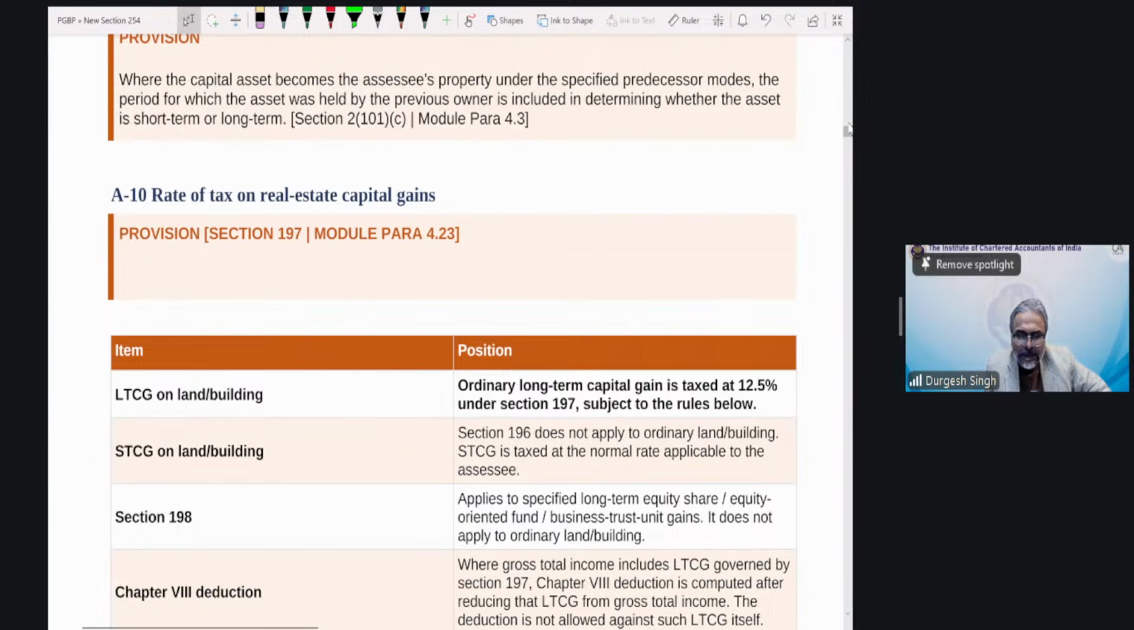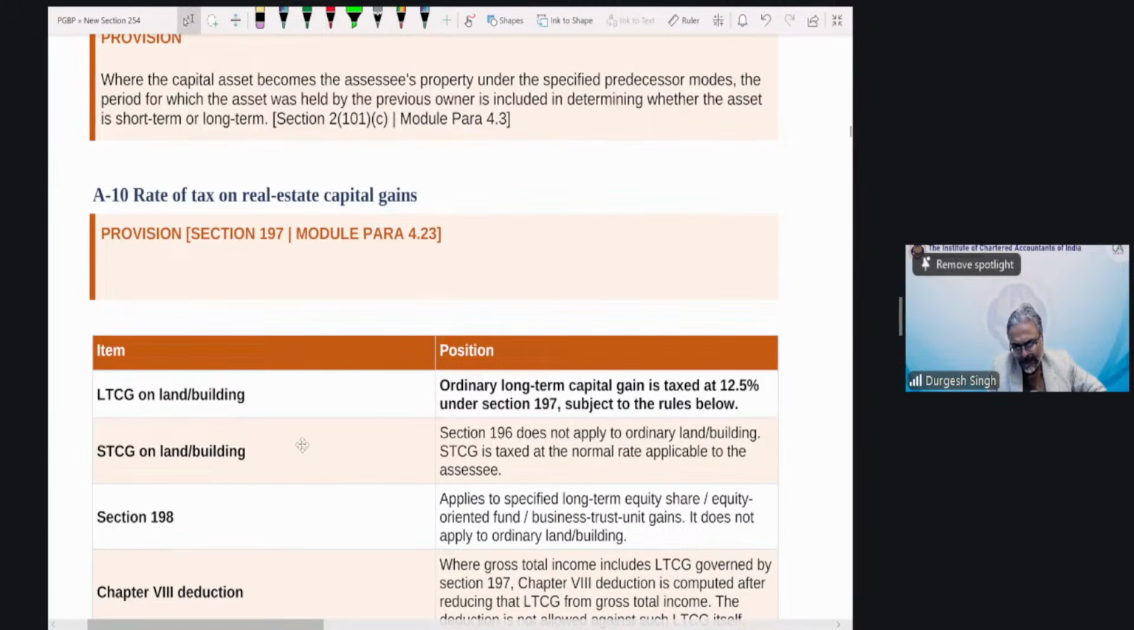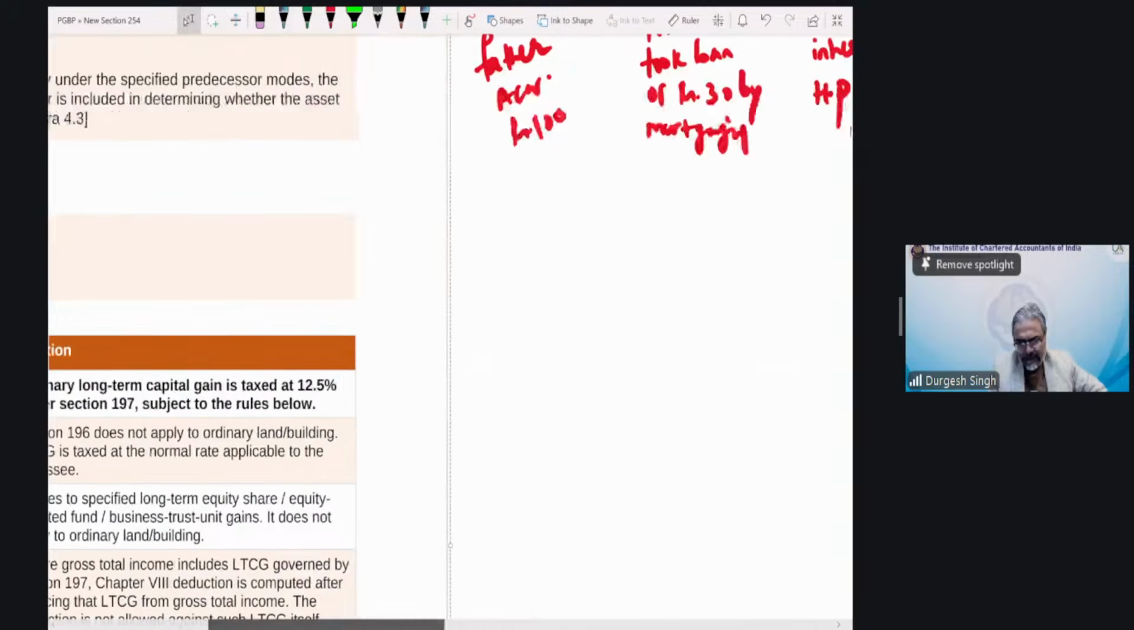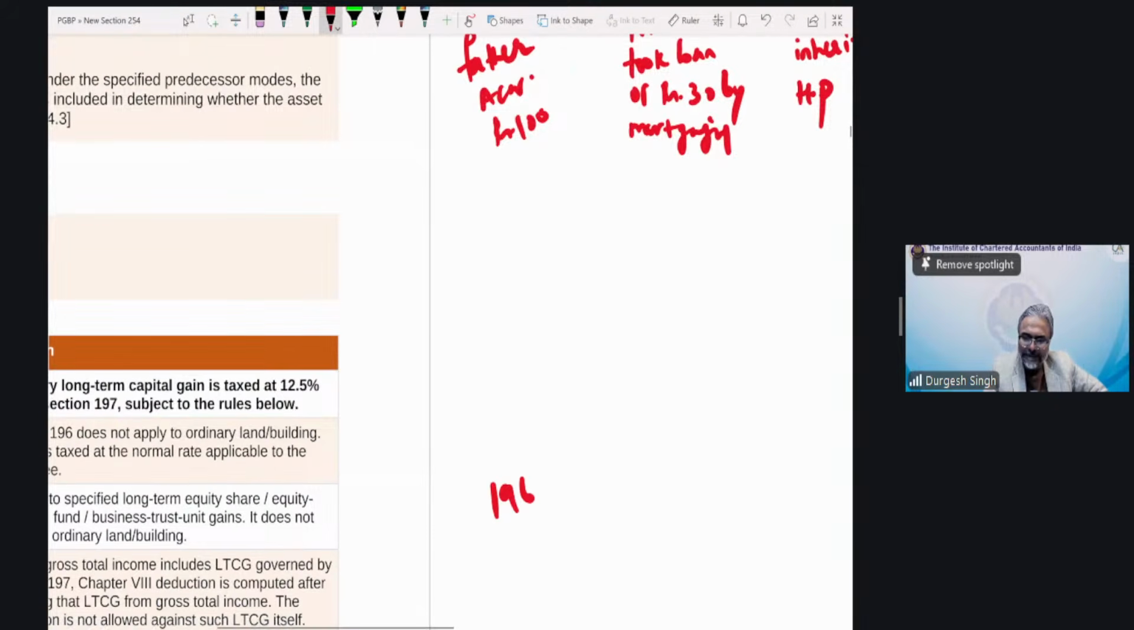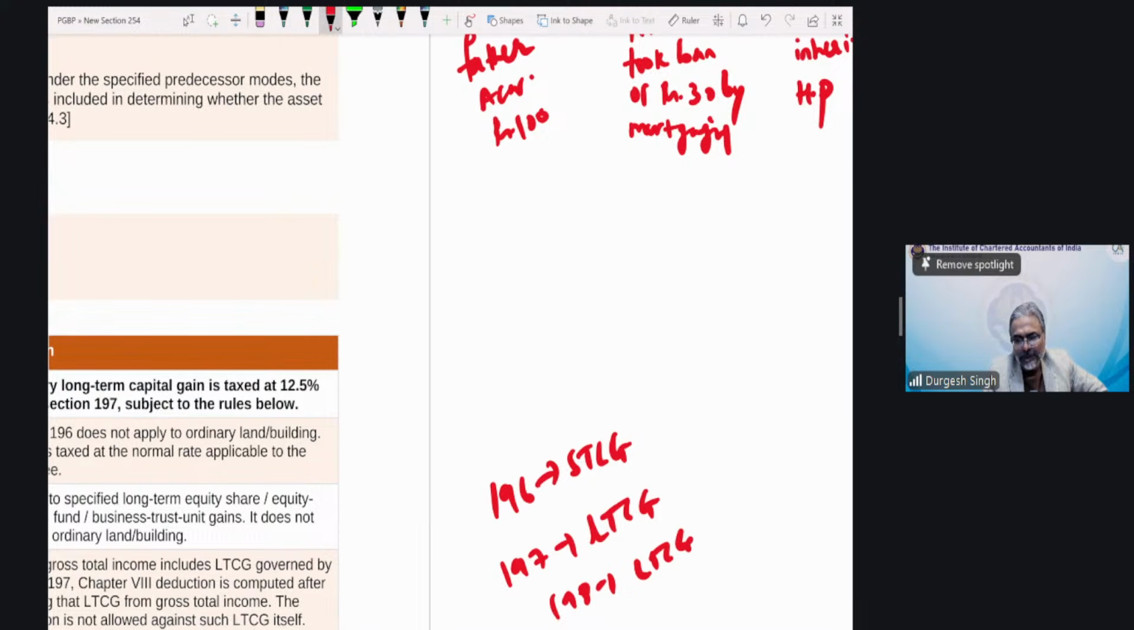Now, students, this is the rate of tax on long-term capital gains. In the new income tax law, there are three special rates for capital gains: 196, that is STCG; 197, LTCG; and 198 is also LTCG.